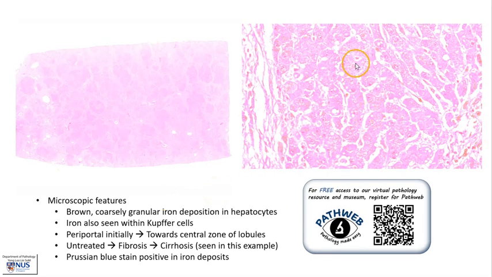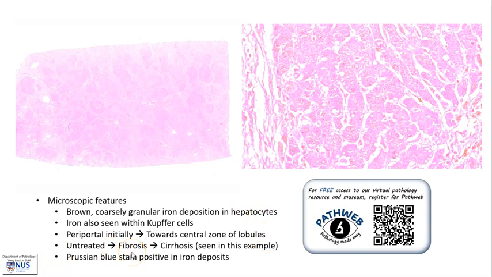Microscopically, the hepatocytes will exhibit brownish iron deposits in the cytoplasm, and these deposits can also be seen in the Kupffer cells, which are in the hepatic sinusoids. The iron deposition usually starts in the periportal zone and then moves towards the central zone of the lobules to involve the hepatocytes around the central vein.